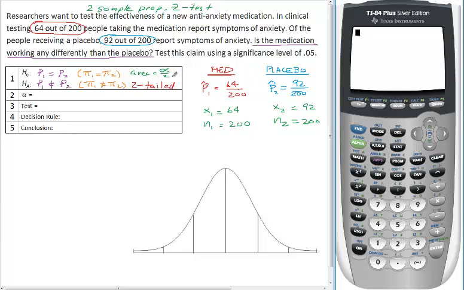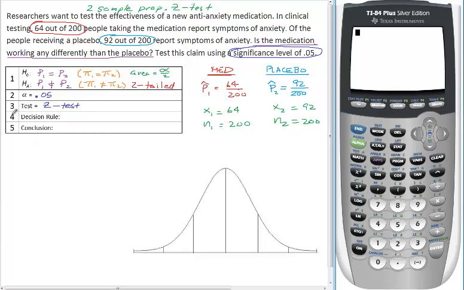Alpha over 2. Alright, so it's two-tailed, alpha over 2 is the area. Now, the next two steps are really done for us. Step 2 is often done for us. We've yet to have to choose a level of significance. It's often given to us. And in this case, it also is given to us right there. Significance level of 0.05. So that's quite easy. And the test, of course, is a z-test for proportions. So those steps 2 and 3 are quite easy.